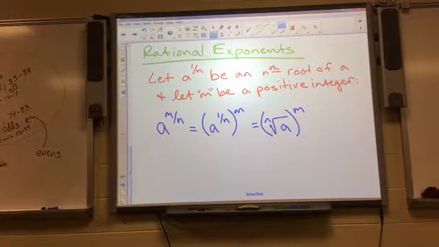Again, personally, this stuff's kind of confusing for me. I think it's easier once we actually start to get into some examples. Okay, but that's different styles of learning.